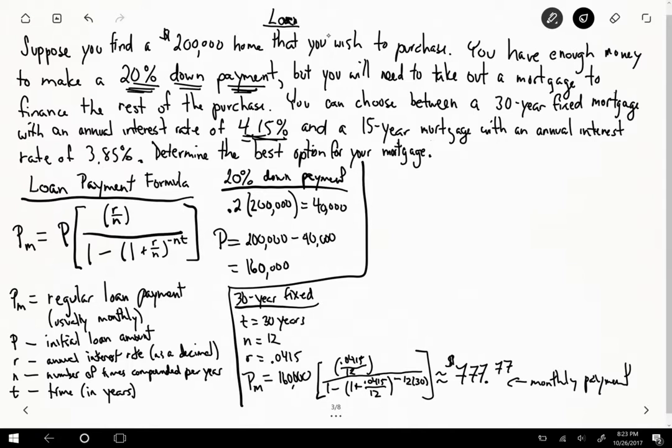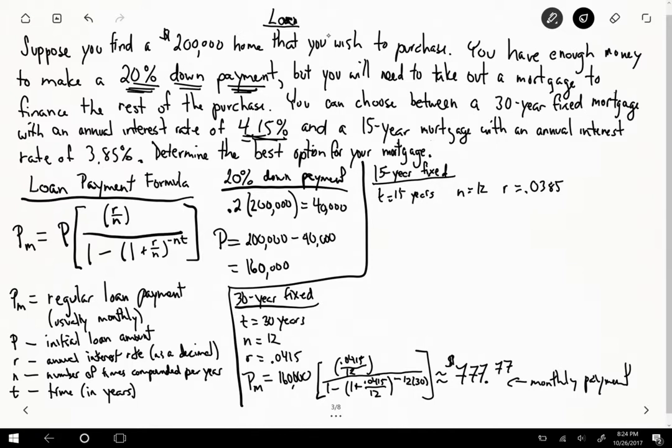Alright, so let's take a look at the other side of things. We have that being our monthly payment. What else do we have? Well, if we do a 15-year, we're talking a fixed interest rate, our P is still going to be 160,000 regardless. So now though, our T equals 15 years. Our N is still going to be 12 because it's 12 times per year because we're talking monthly payment. Our R has reduced a bit, so we have 0.0385.